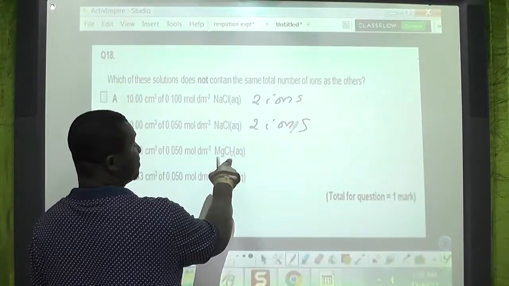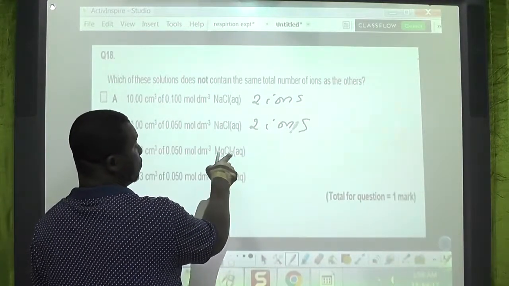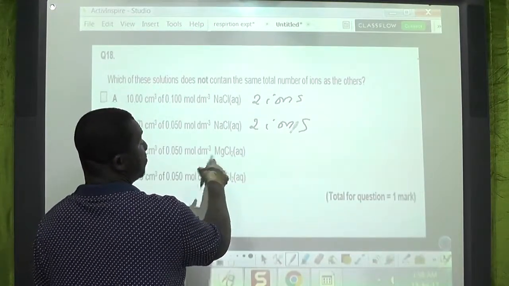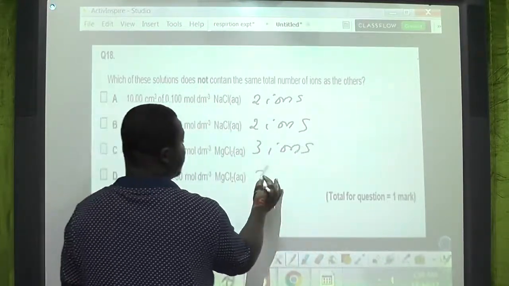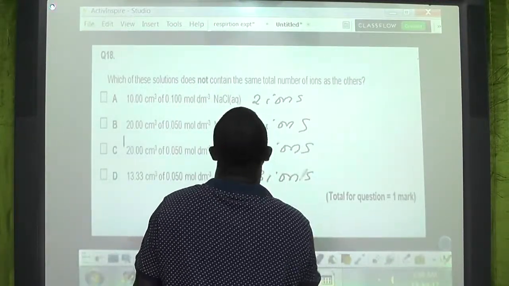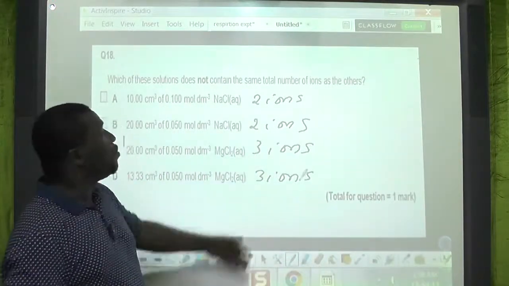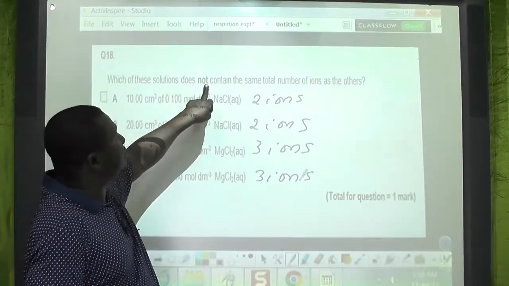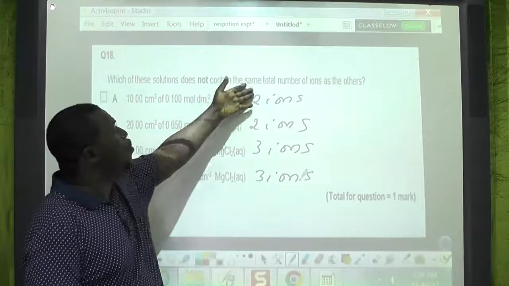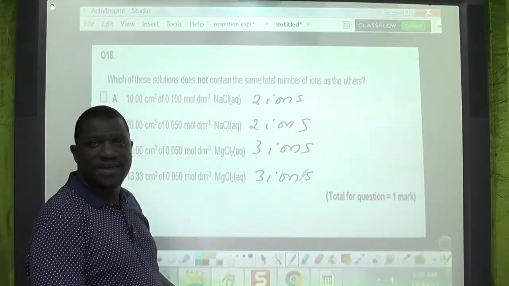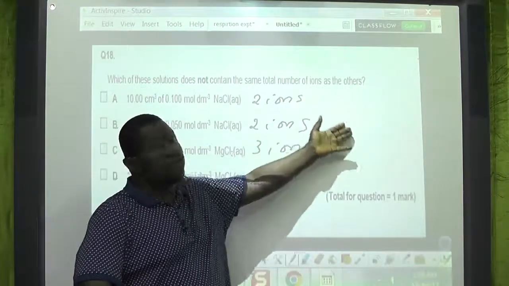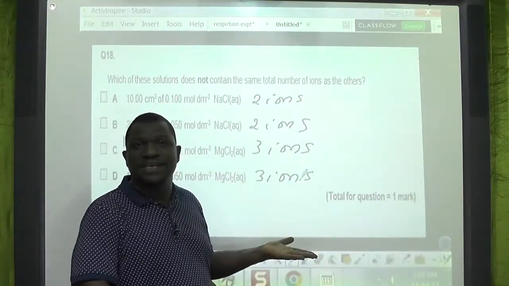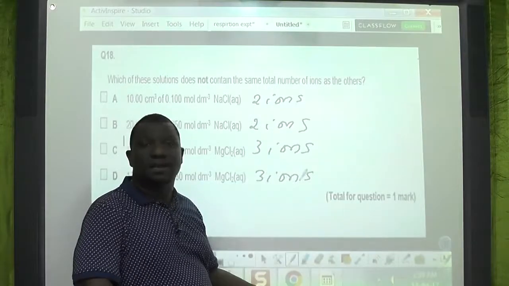Magnesium chloride, MgCl2, so 3 ions, 2 Cl minus and 1 magnesium, 3 ions. And the same thing here, 3 ions. Now you can see they say which one does not contain the same number of ions. There's no way we can get an answer like this. If there was 1 mole, then we just multiply all of them by 6.0 times 10 raised to power 23, but we'll still get the same answer like this.